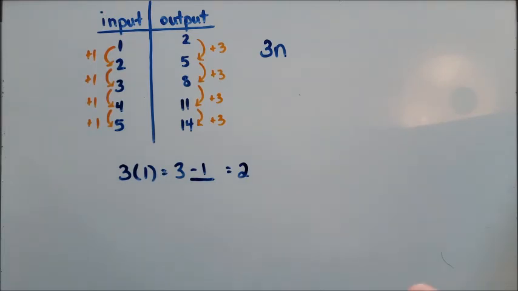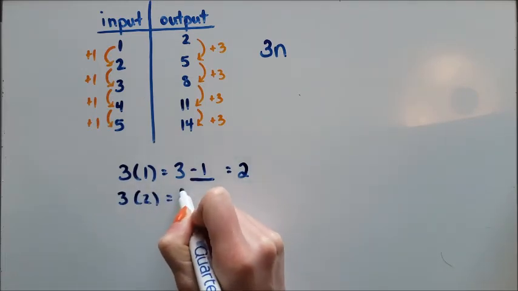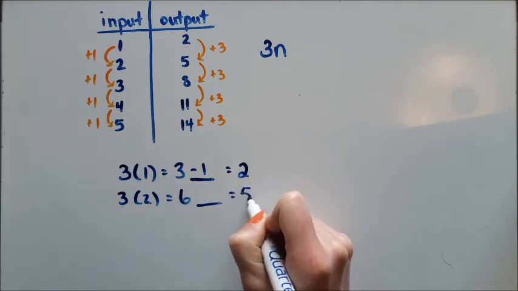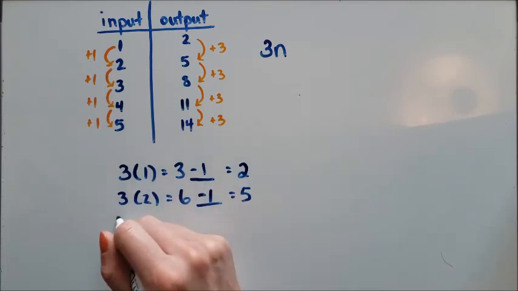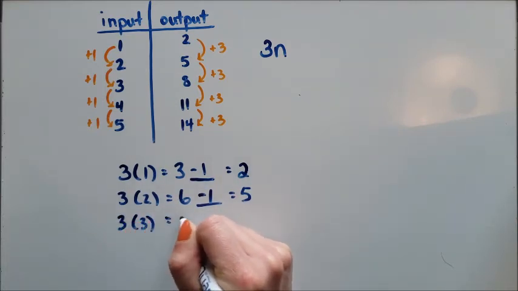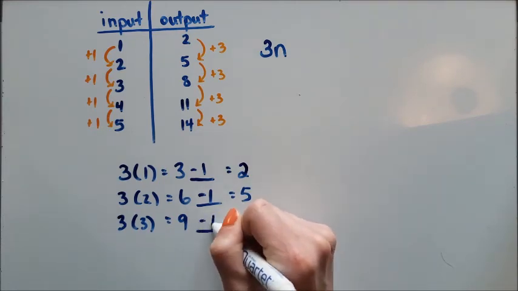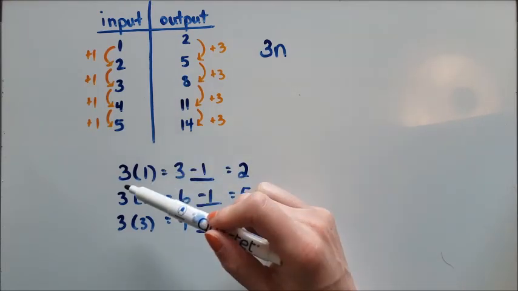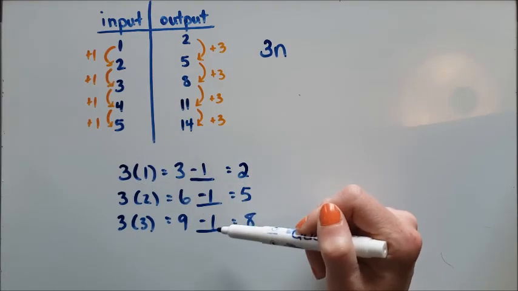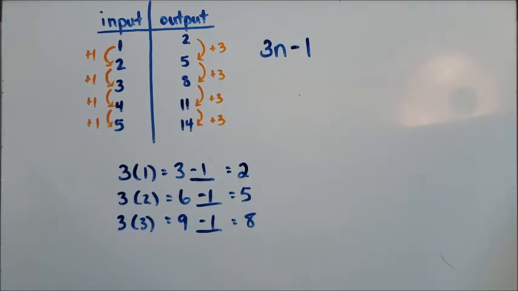So I'm going to try this with a couple of the others. So 3 times 2 is equal to 6. Well, that's not my value of 5, but I can subtract 1. 3 times 3 is equal to 9. I need it to equal 8, and I can subtract 1. So every time after I do my multiplication, I'm going to be subtracting 1. So that tells me that my relation should be 3n minus 1.